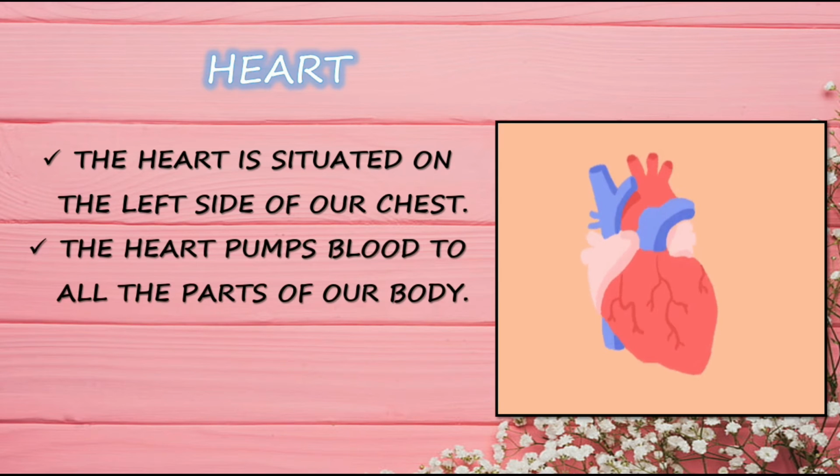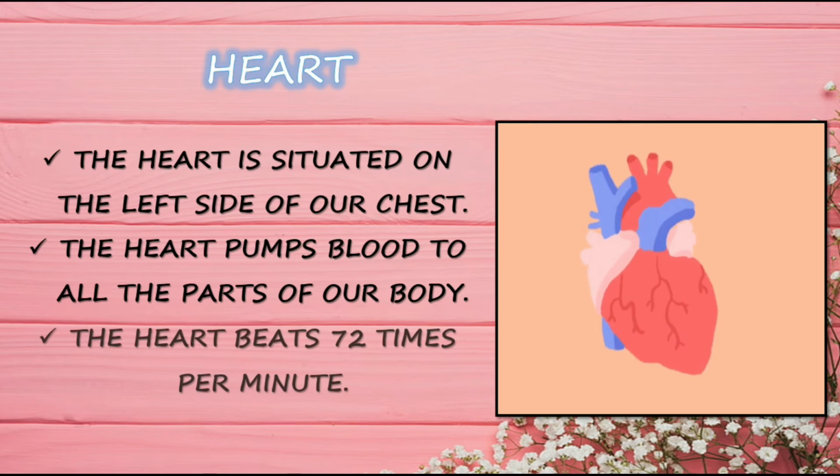The heart pumps blood to all the parts of our body. The heart beats 72 times per minute. So for a minute, the heart pumps 72 times. For a normal person, it will be 72. If the person is sick, what happens to the heart pumps? Either it reduces or it increases. It indicates that the human body is suffering from some disease.